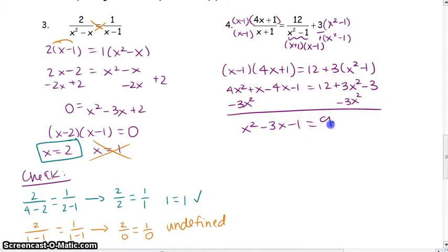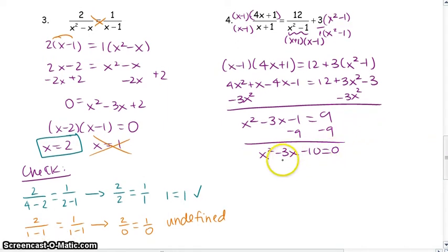That's a positive 9. So I'm going to get my 9 on the other side. So subtract 9, subtract 9. So I'm left with x squared minus 3x minus 10 equals 0. So from here I can factor, and this factors to (x plus 5)(x minus 2) equal to 0. So that gives us an answer of x equals 5 and negative 5, and x equals 2.